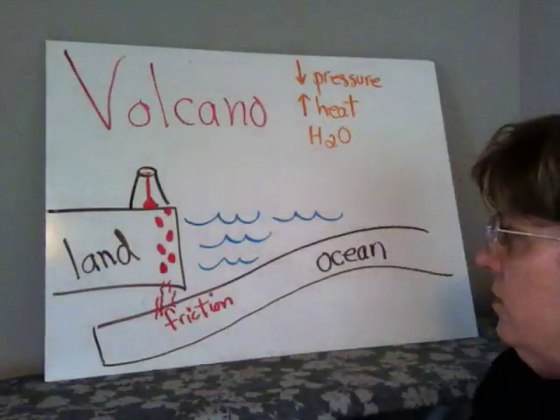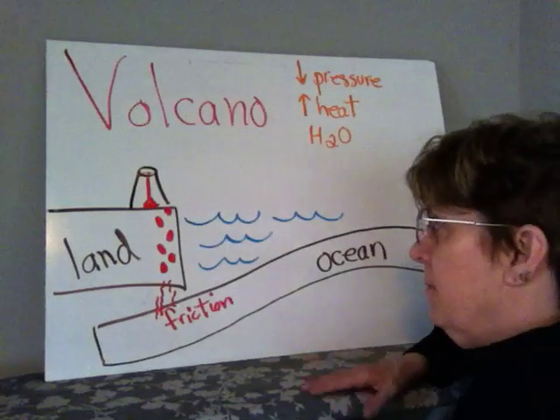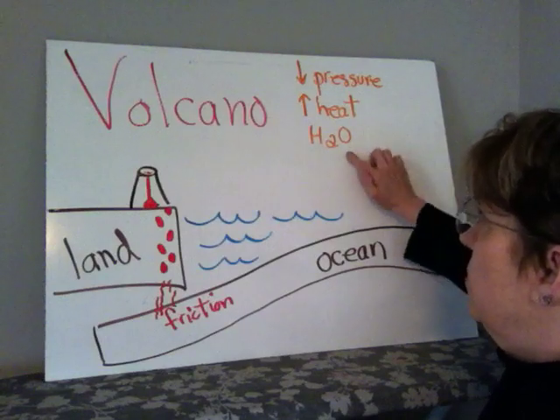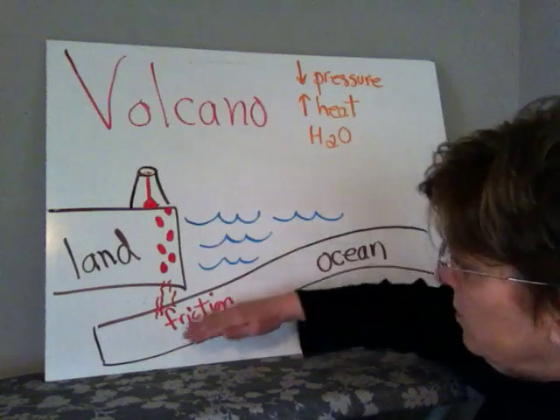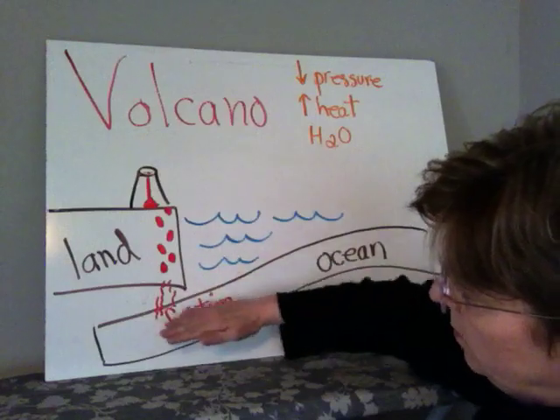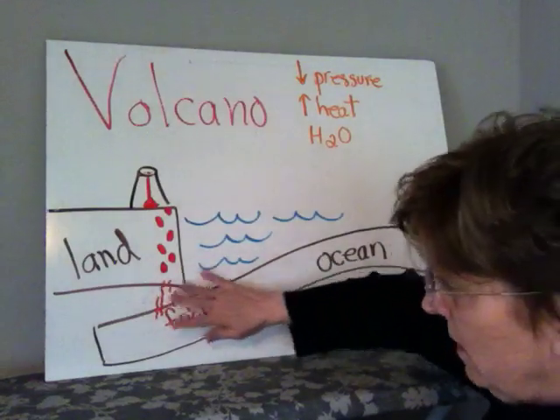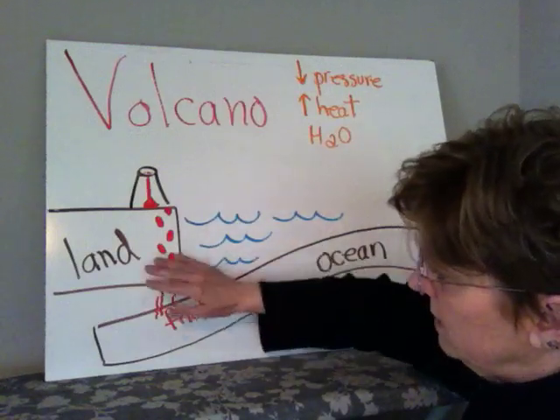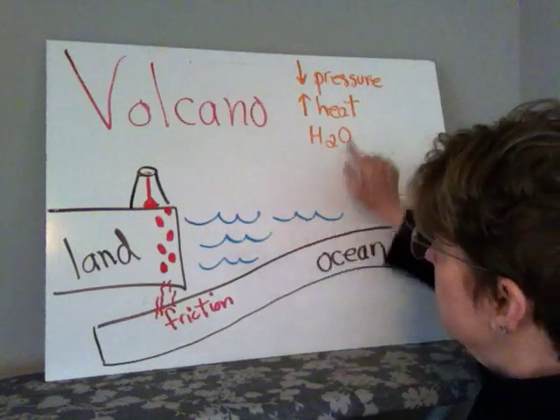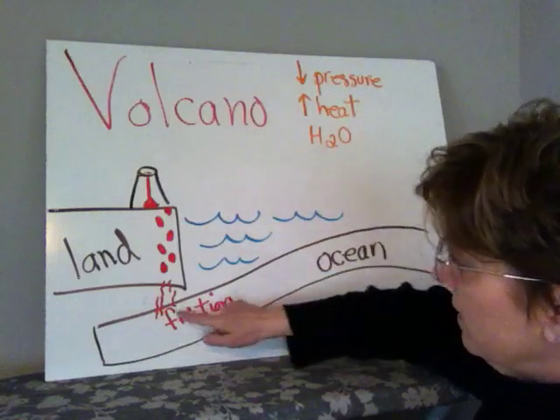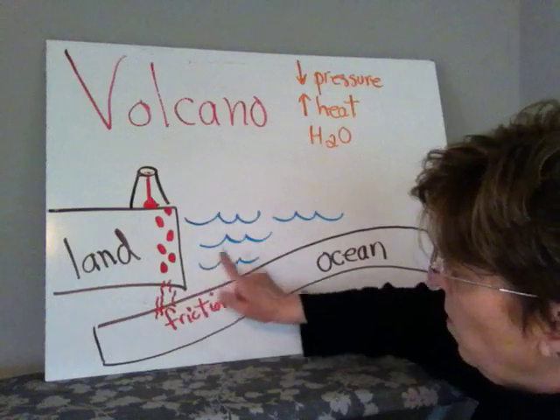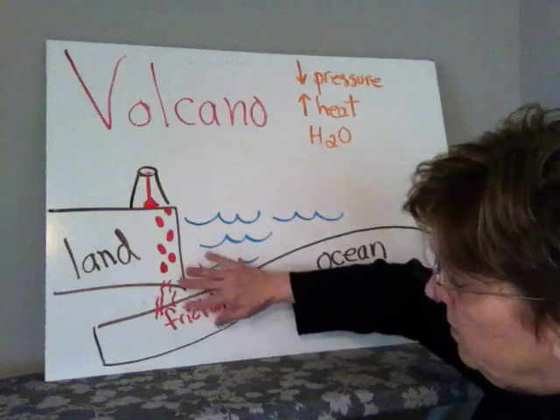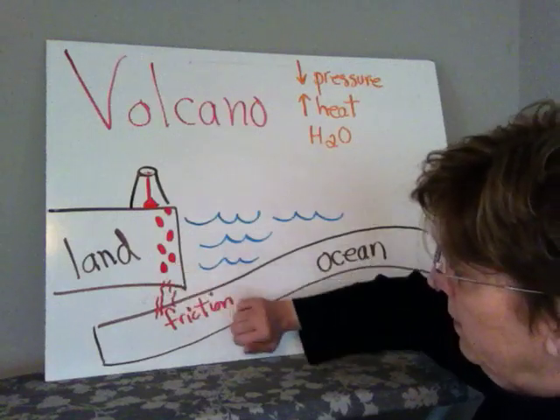Another landform that occurs at a subduction zone are volcanoes. We have all of the things we need to melt rock: decreased pressure, increased heat, and water. The decreased pressure comes from one plate sliding under the other plate, which lets up a little bit on the pressure of the rock. Then increased heat comes from the friction of one plate sliding against another, and we have water. These are the ingredients we need to melt rock. So we've got some melting rock going on here, increased heat, some water mixing in from the ocean, and we have decreased pressure from the plates having a little bit of room here.